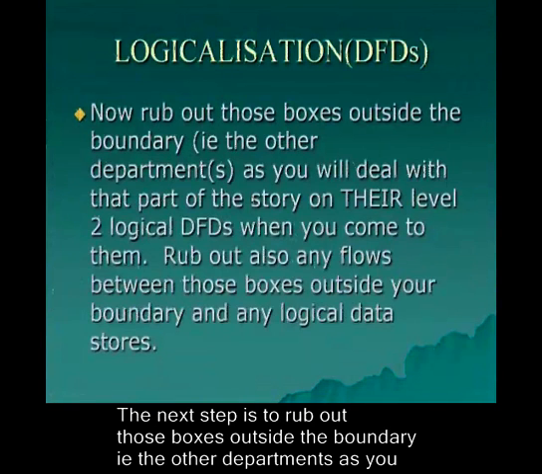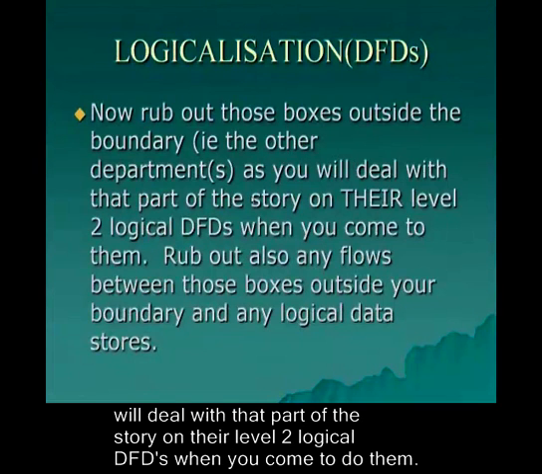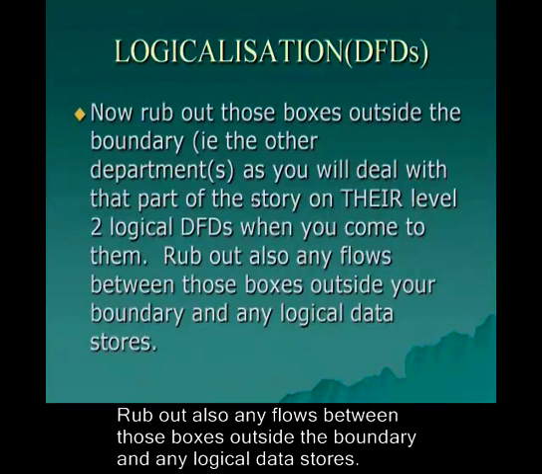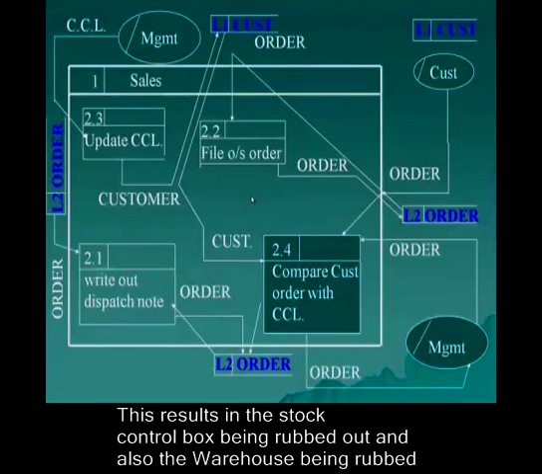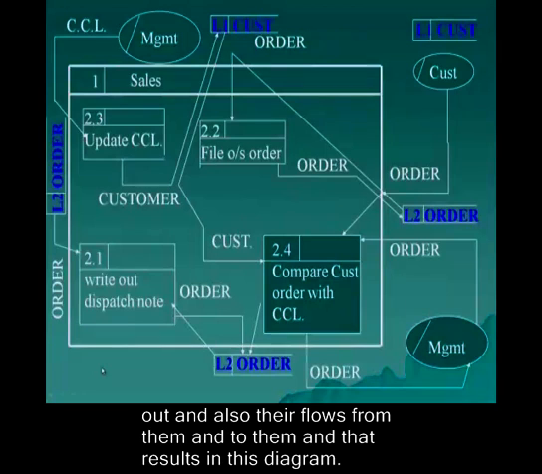The next step is to rub out those boxes outside the boundary, i.e. the other departments, as you'll deal with that part of the story on their level 2 logical DFDs when you come to do them. Rub out also any flows between those boxes outside your boundary and any logical data stores. This results in the stock control box being rubbed out, and also the warehouse being rubbed out, and also their flows from them and to them, and that results in this diagram.